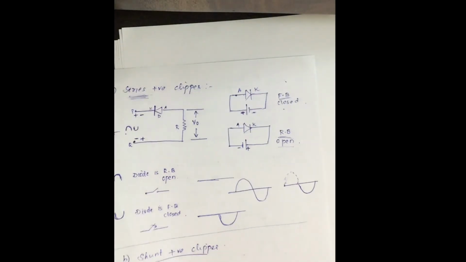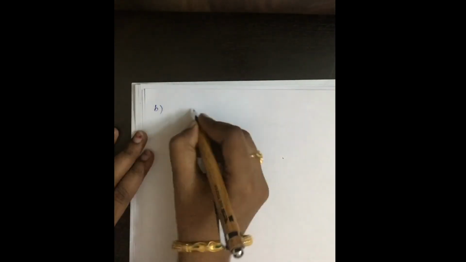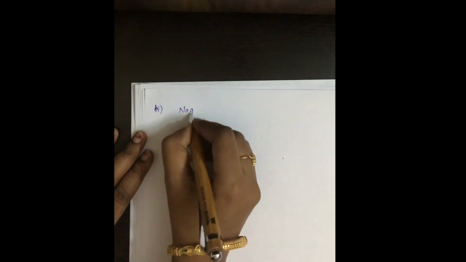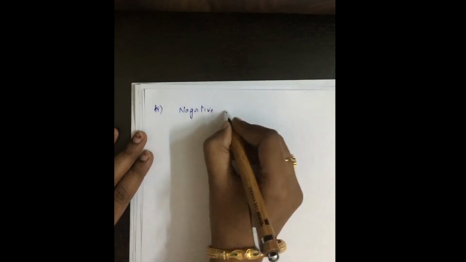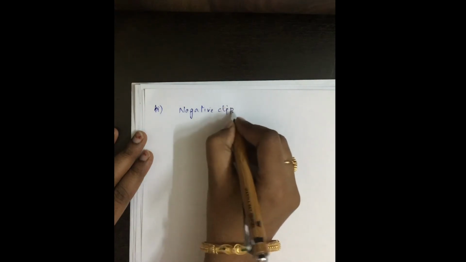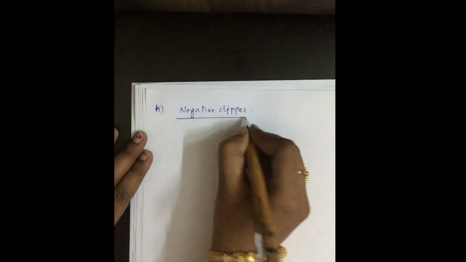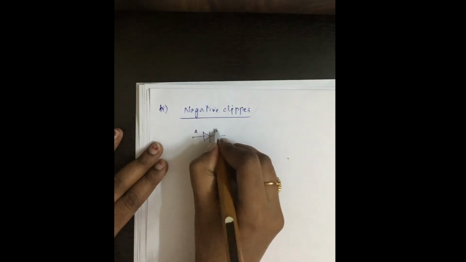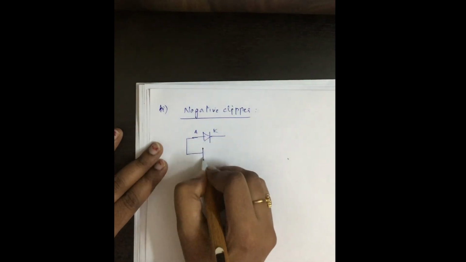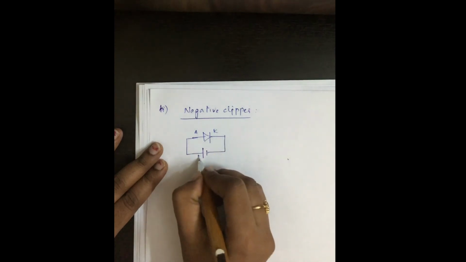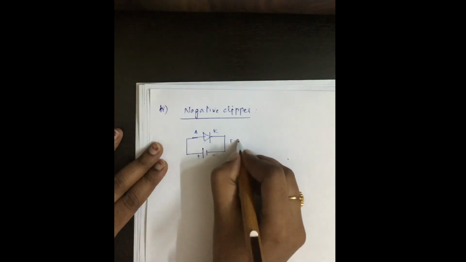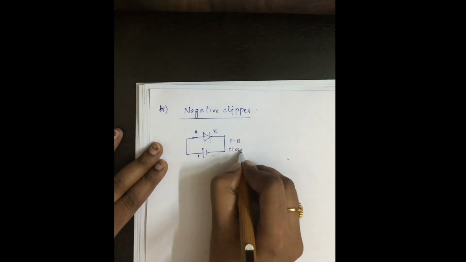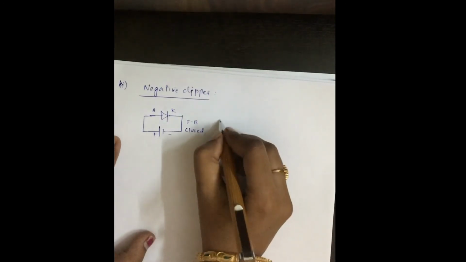So next we will check the second one, the negative clipper. Negative clipper. So here also just remember the anode and cathode. When the anode is more positive than the cathode, the diode is forward biased and closed.